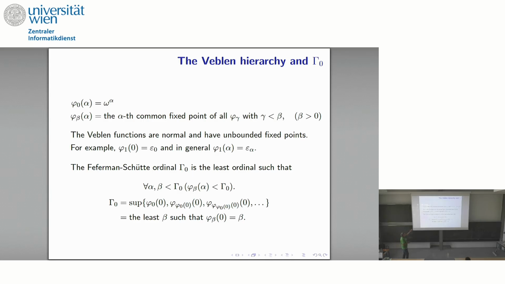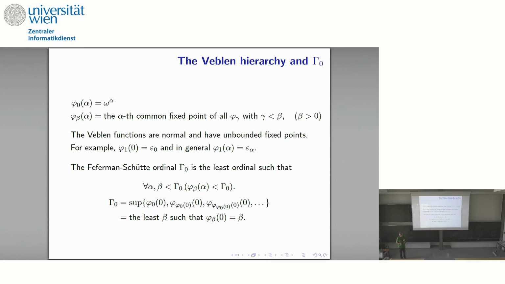This way you can get to the so-called Feferman-Schütte ordinal, gamma naught, which is the first ordinal which is a sort of fixed point for the Veblen functions. For any alpha and beta which are smaller than gamma naught, phi beta alpha is still smaller than gamma naught. You can also obtain it by iterating on the indices, basically. And it's also the least beta such that phi beta of 0 is equal to beta.